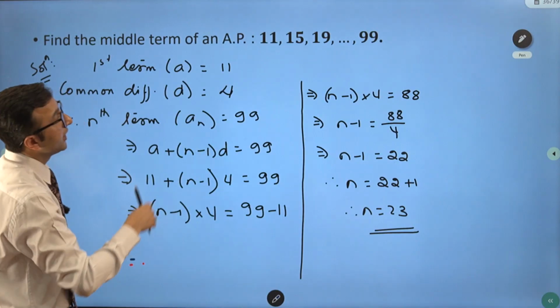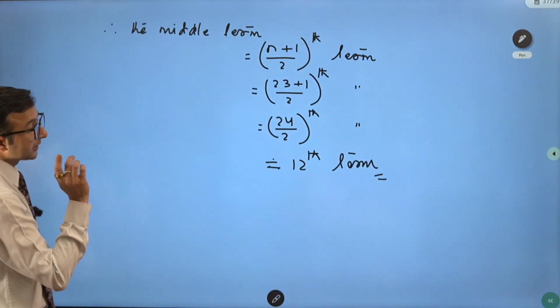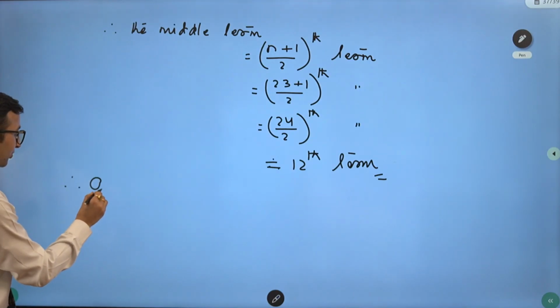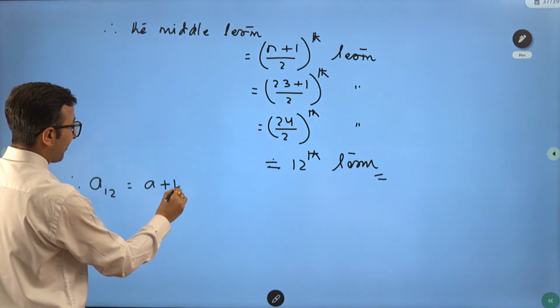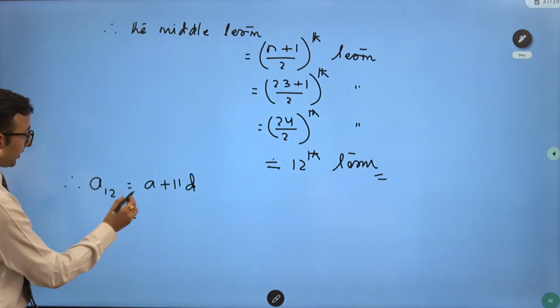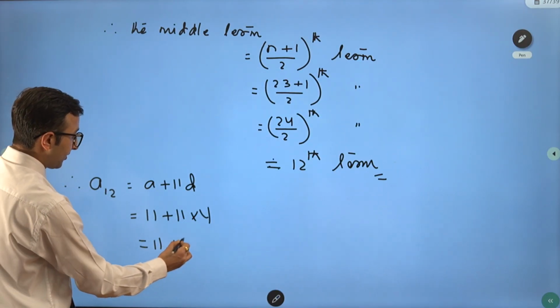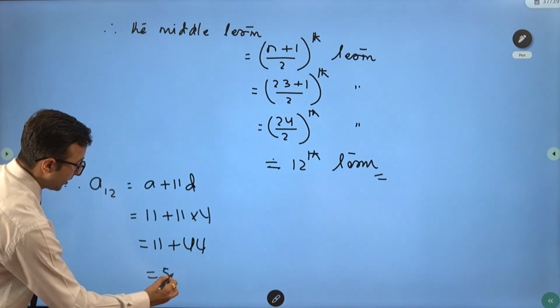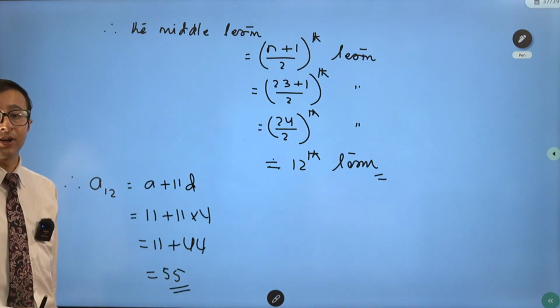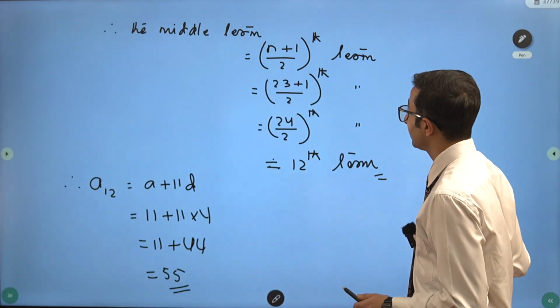In the problem, we need to find the value of the middle term. The 12th term is the middle term. Therefore, A12 equals A plus 11D. The AP is starting from 11 and the gap is 4. So 11 plus 44 will be 55. So for this AP, the value of the middle term will be 55, and the 12th term is its middle term. These are very important problems that we can see in the CBSE board examination.